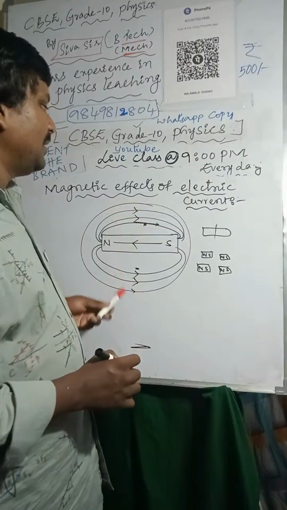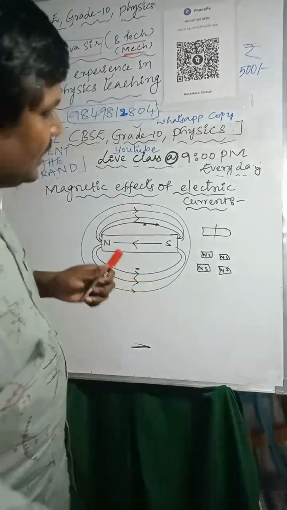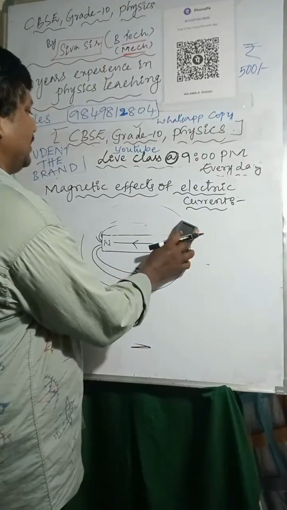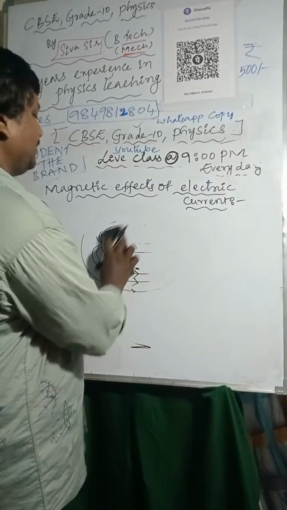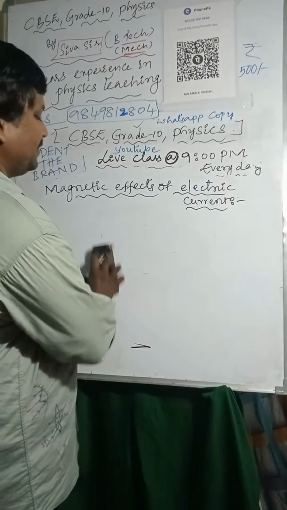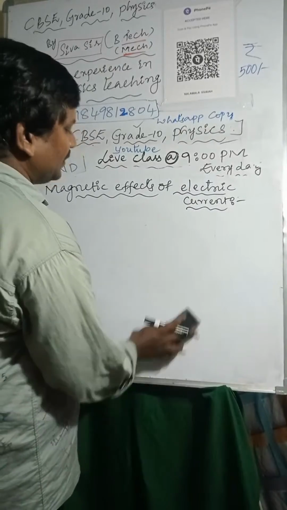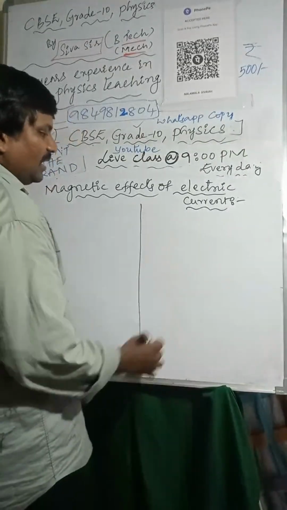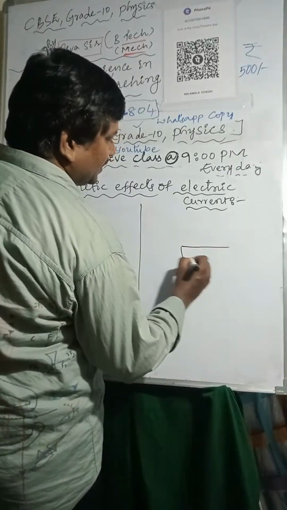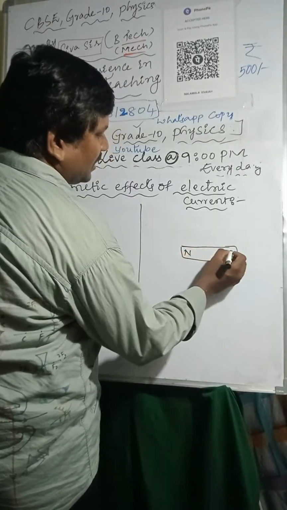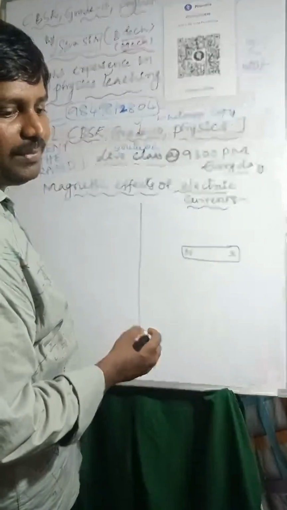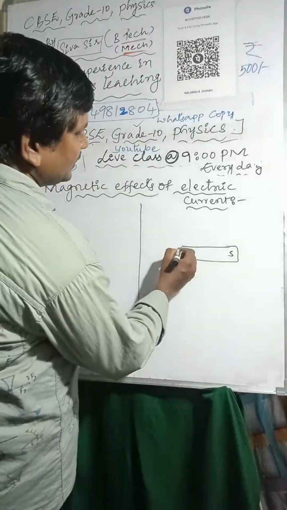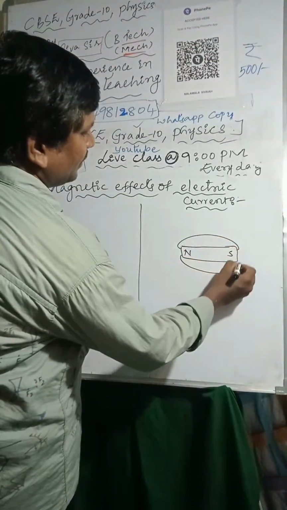Okay, so this is about the magnetic field and the magnetic field direction. Now, properties of the magnetic field are very important. So I'll explain the properties of the magnetic field. I'm taking this magnet; this is the north pole and this is the south pole. The magnetic field will be there around it like this.